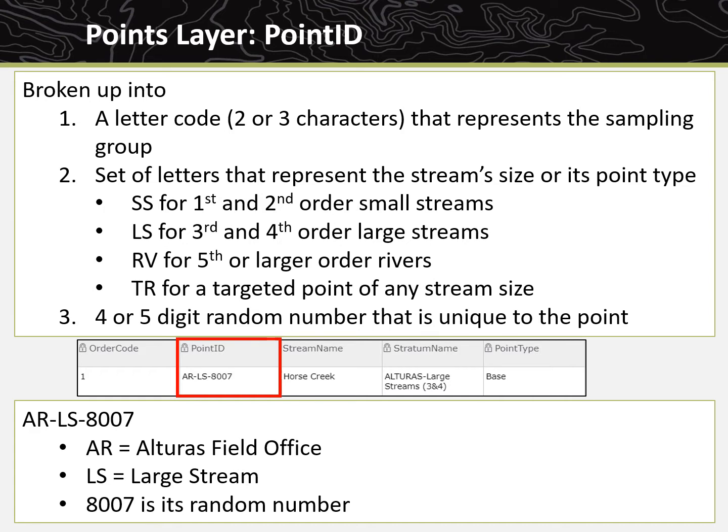SS stands for first and second order small streams. LS stands for third and fourth order large streams. RV stands for fifth or larger order rivers. TR is used for a targeted point of any stream size. The 4 or 5-digit number that follows is a random number assigned to the point. For example, AR-LS-8007 stands for a point that is in the Alturas field office, is on a large stream, and has the random number 8007.